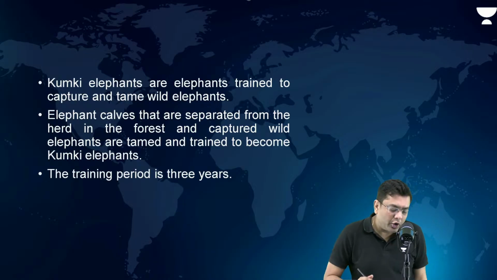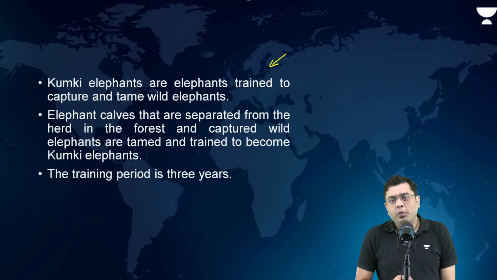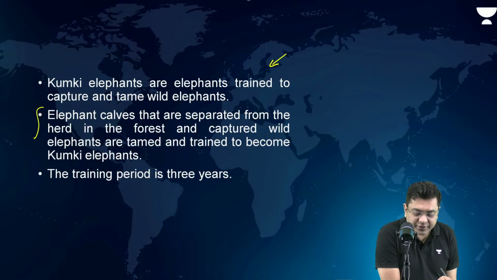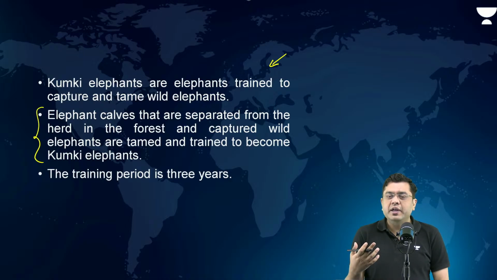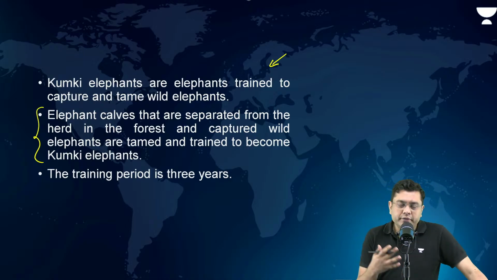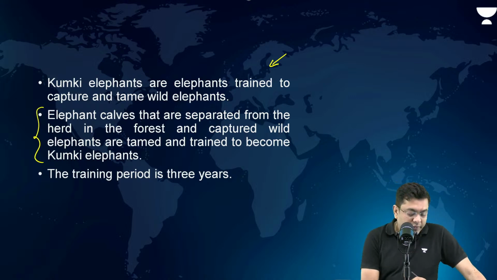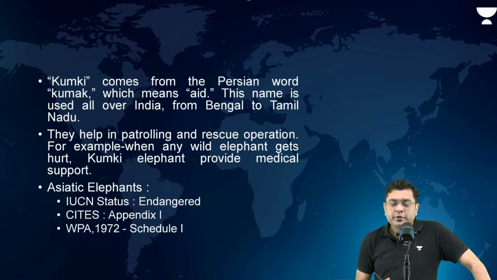So very briefly, what are kumkis? They are elephants trained to capture and tame the wild elephant. Elephant calves that are separated from the herd in the forest and captured wild elephants are tamed, and they become the kumkis. In the region of Karnataka is where you have a lot of these kumkis, the practice of having kumkis. Training period is 3 years. Okay, so that is a comprehensive training period.